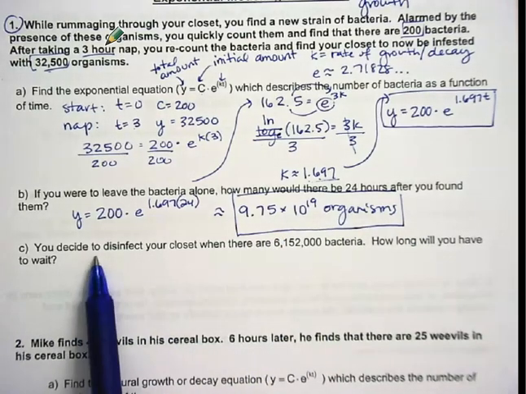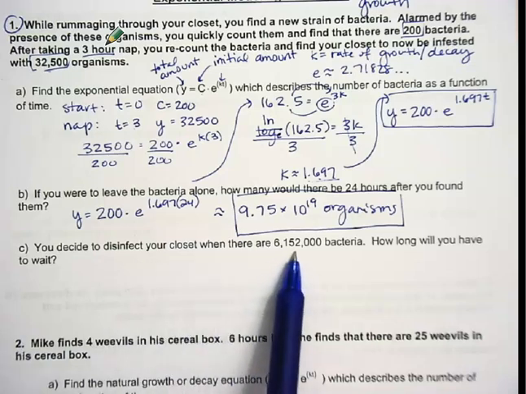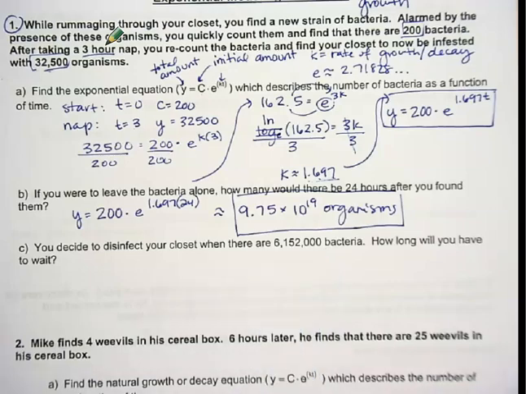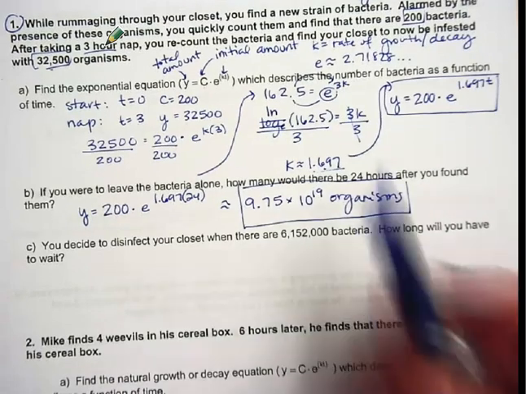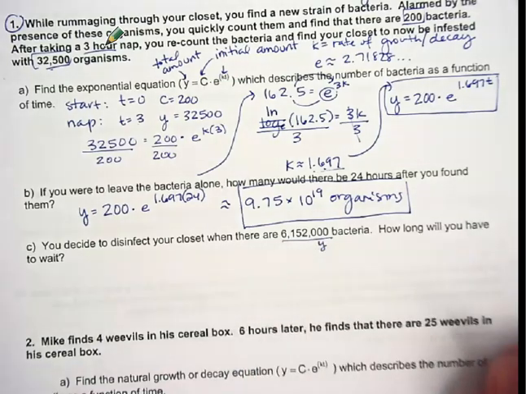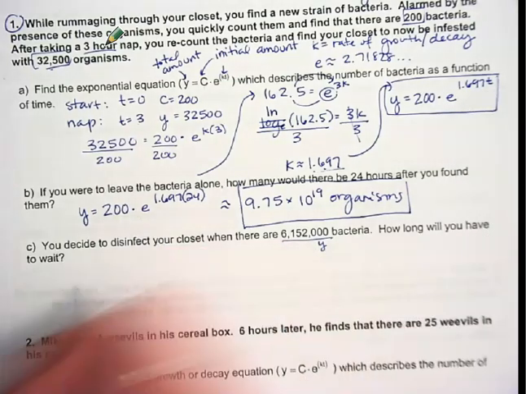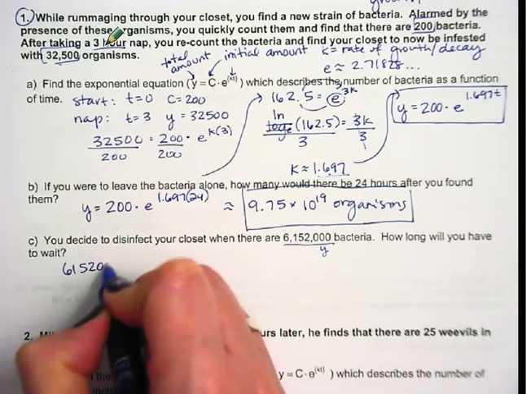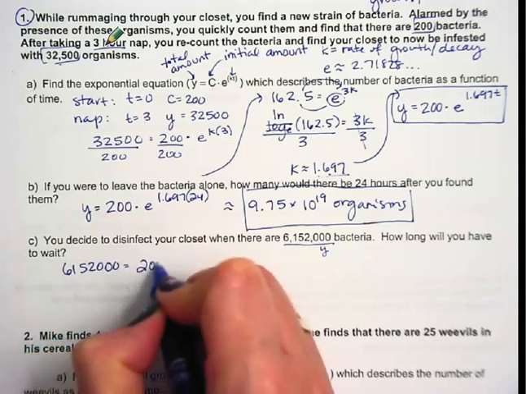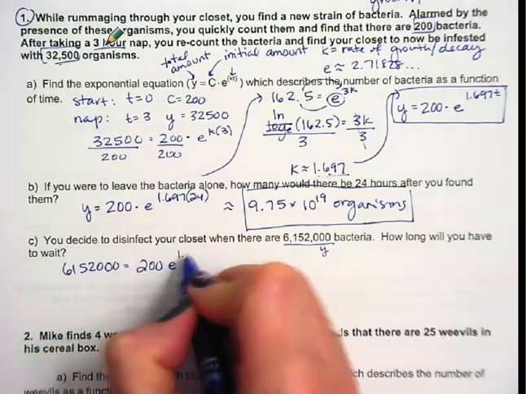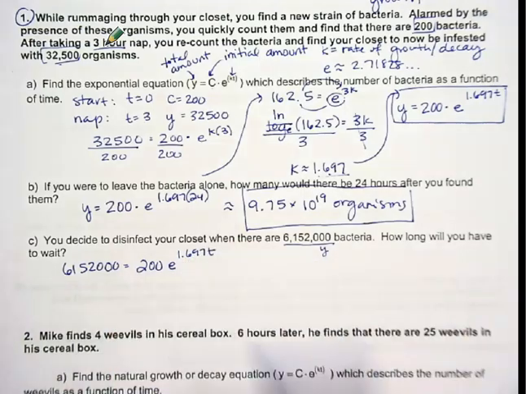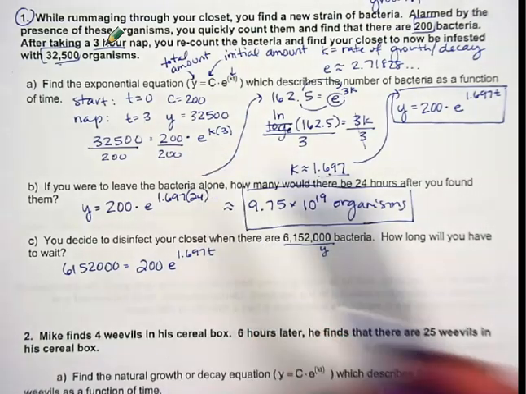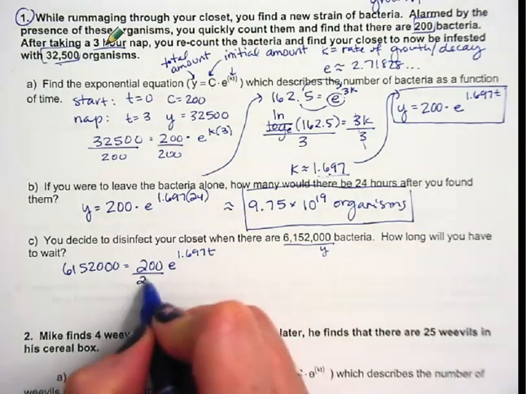Okay, then part C, you decide to disinfect your closet when there are 6,152,000 bacteria. How long will you have to wait? So now what we know is the Y. This is the total amount of bacteria, and we're trying to solve for T. So I'm going to plug that in for the Y. 200 is my constant, e to the 1.697 t. So now we have a situation similar to when we solved for k in part A. I need to divide off the constant.